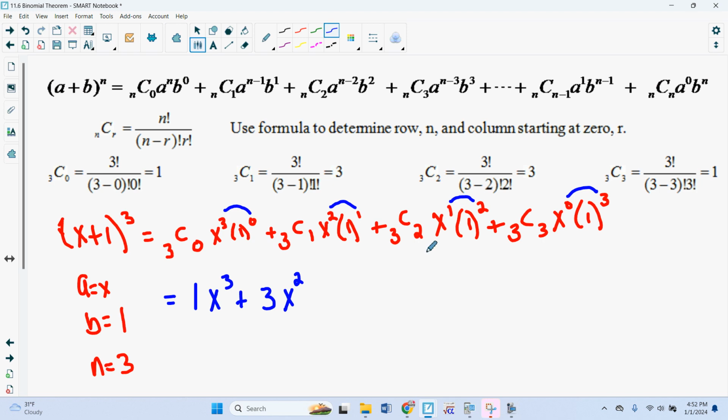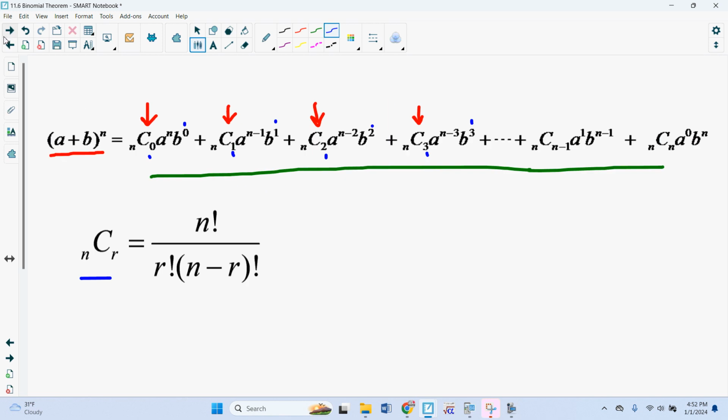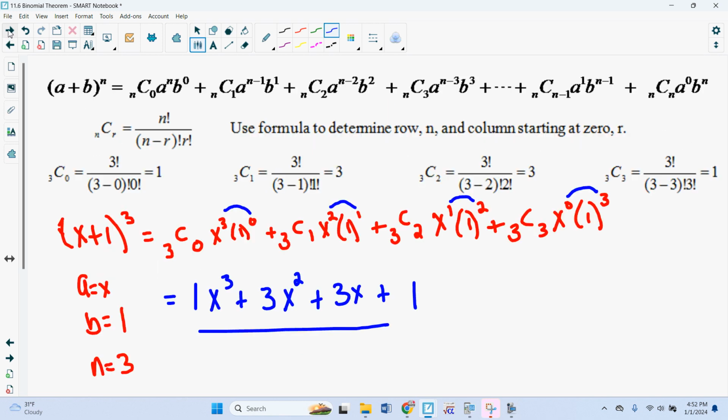3c2 is x to the first, 1 squared, which is just 1. And then 3c3 is 1 plus x to the 0, which is just 1 cubed, which is 1. And you will see we end up with the same thing that we had here. So as this exponent gets bigger, and if we actually tried to FOIL this out, it would get harder, that's where this binomial theorem is a little bit easier to do.